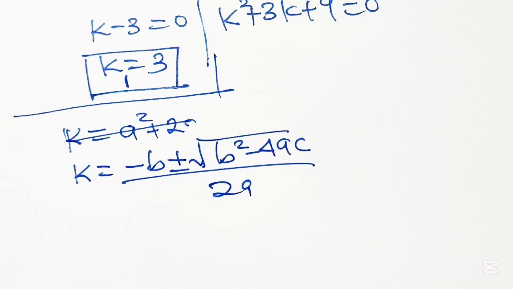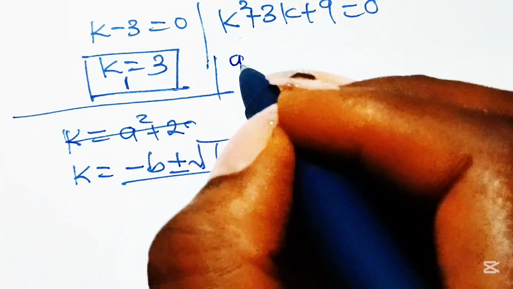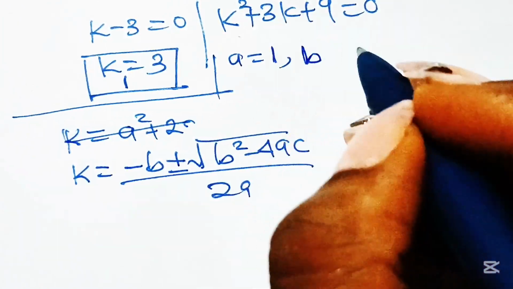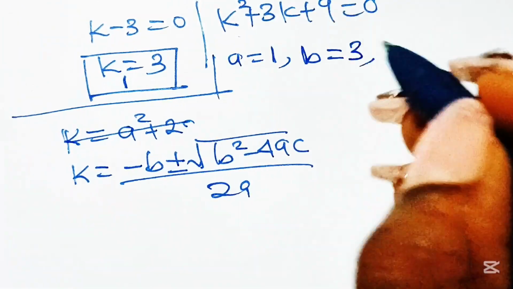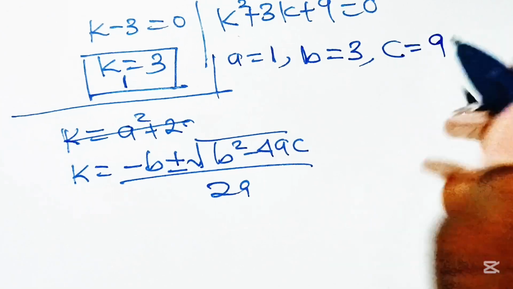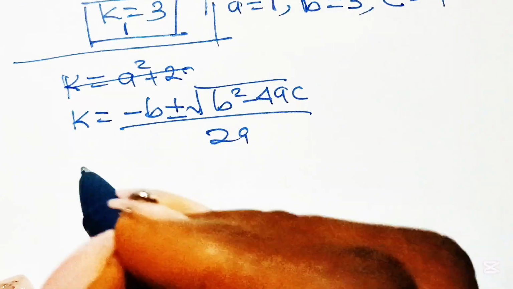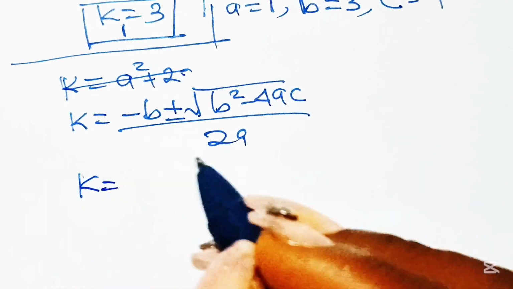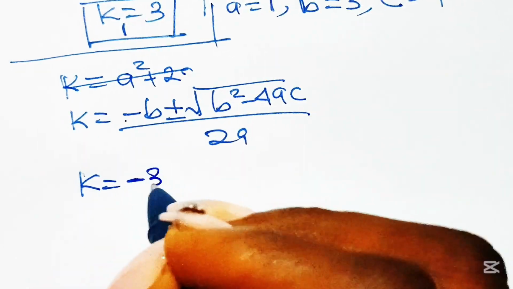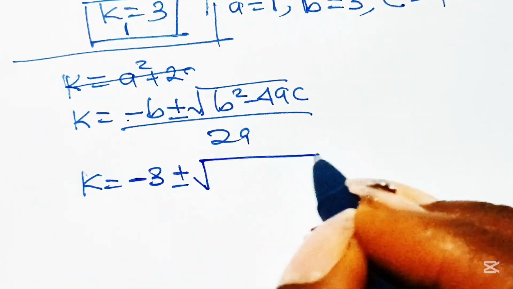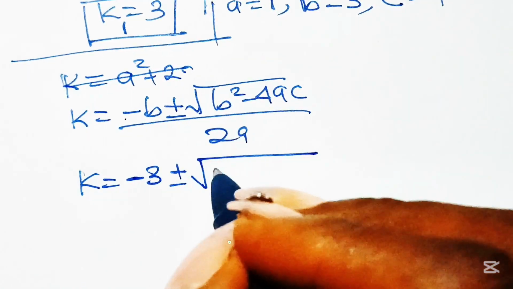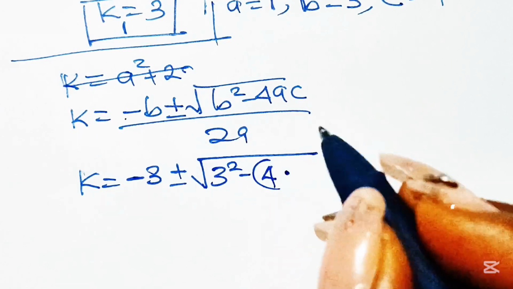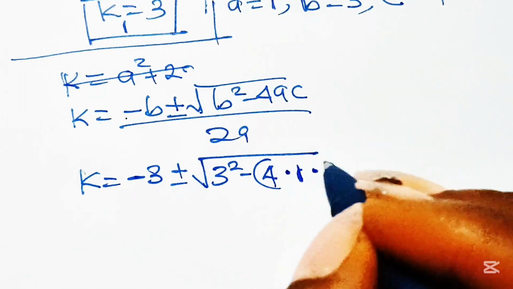Okay, that is the quadratic equation formula. Now here our a is the coefficient of k squared, which is 1. Our b is the coefficient of k, which is 3, and our c is our constant, which is 9. All right, so if we substitute those values into this place, we have that k is equal to minus b, that is minus 3, plus or minus square root of b squared, that is 3 squared, minus 4ac, that is 4 multiplied by 1 multiplied by 9.